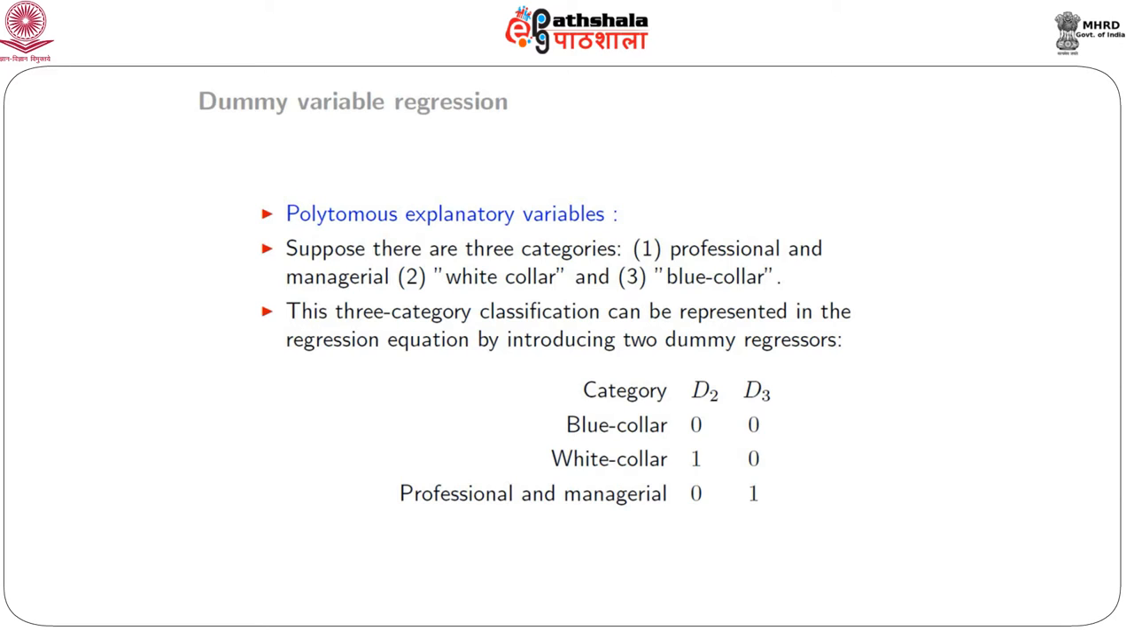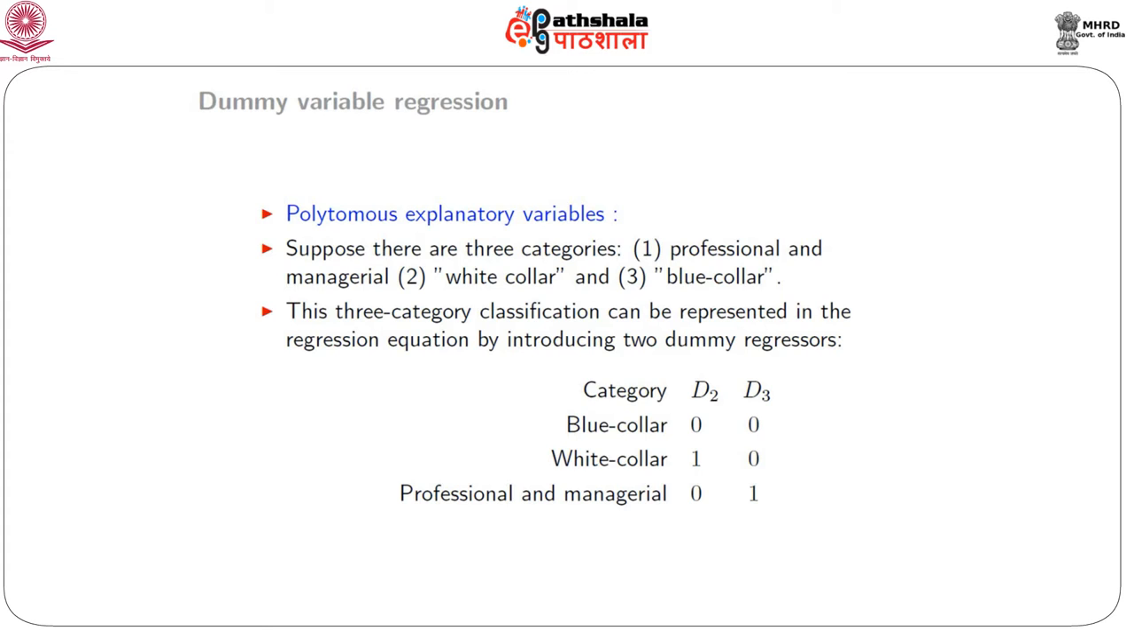The three-category classification can then be represented in the regression equation by the inclusion of dummy variables, which are coded as follows. For the variable D2, it takes value 0 for blue collar, value 1 for white collar, and value 0 for professional and managerial. The variable D3, which is also a dummy variable, is coded as follows: it takes the value 0 for blue collar, 0 for white collar, and 1 for professional and managerial. As you have seen here, for blue collar, both the values of D2 and D3 are 0.